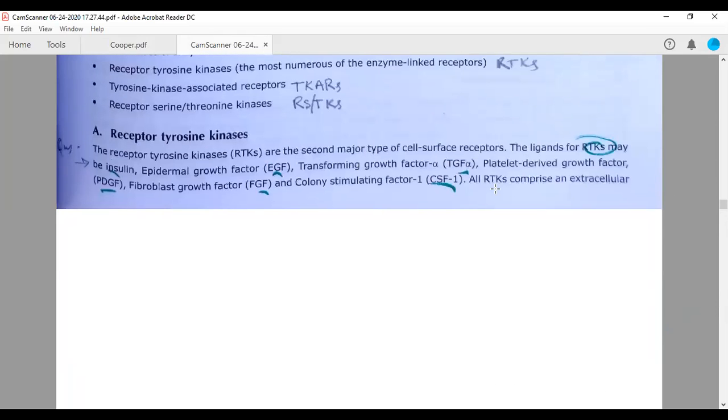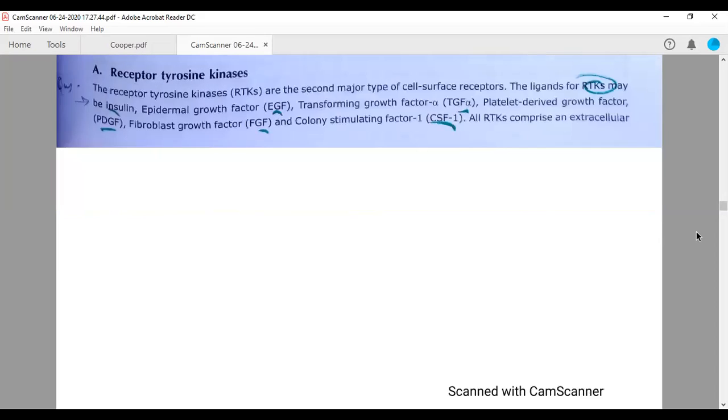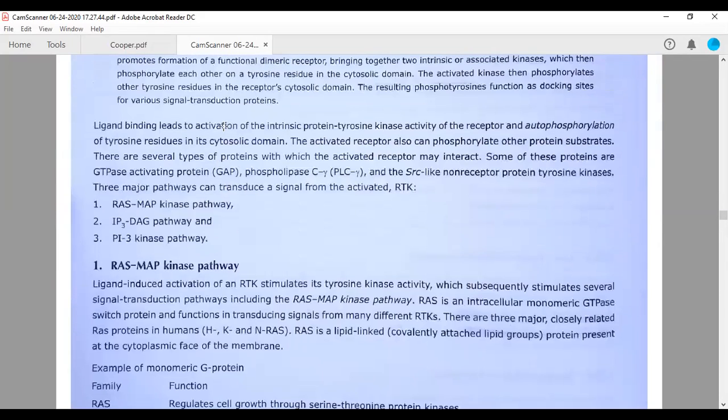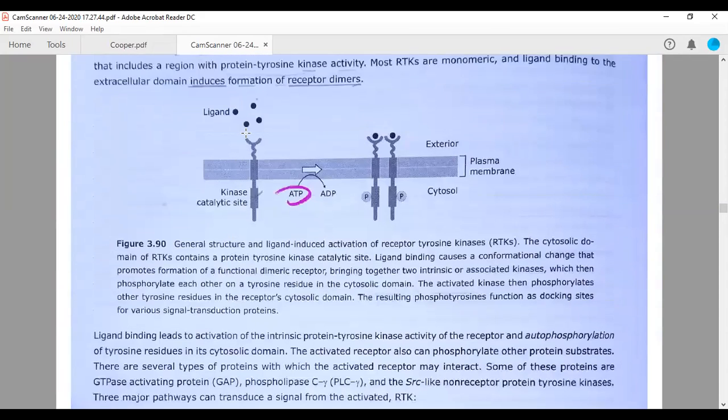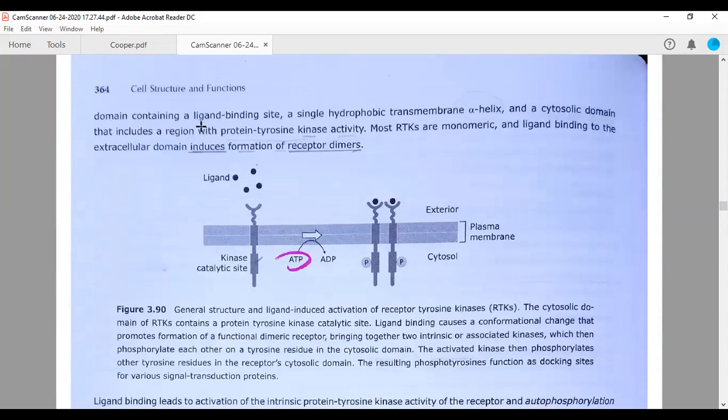So receptor tyrosine kinases, all receptor tyrosine kinases comprise an extracellular domain containing a ligand binding site, a single hydrophobic alpha helical transmembrane domain, this particular portion is alpha helix, and a cytosolic domain that includes a region with protein tyrosine kinase activity. So this has some kinase activity or catalytic site. The red colored stretch is shown here in the form of a box.